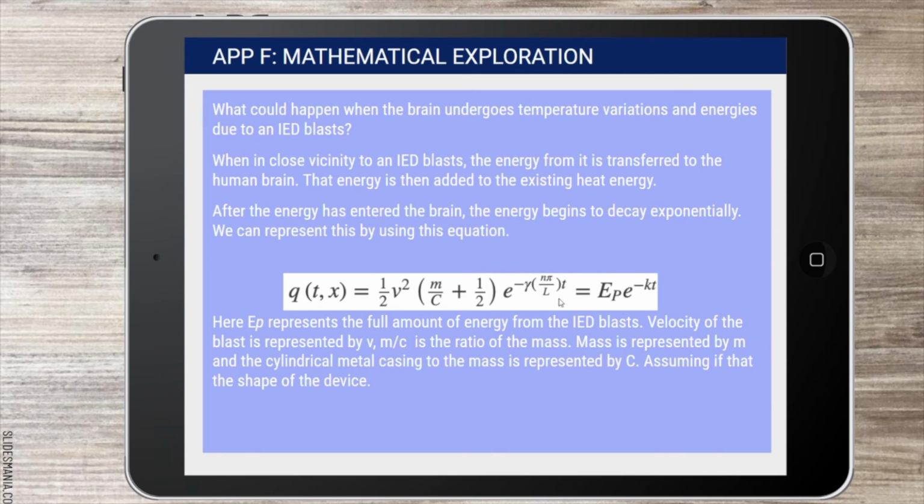This equation is just an exponential decay equation, which pretty much explains what happens to energy after it enters the brain in the event of an IED blast. This is important so that we can model and understand how much energy would be transferring into a person's brain, because energy above a certain amount would obviously cause potential severe brain injury.